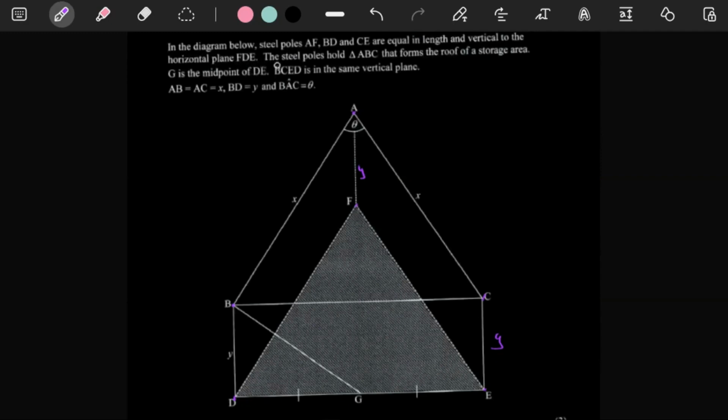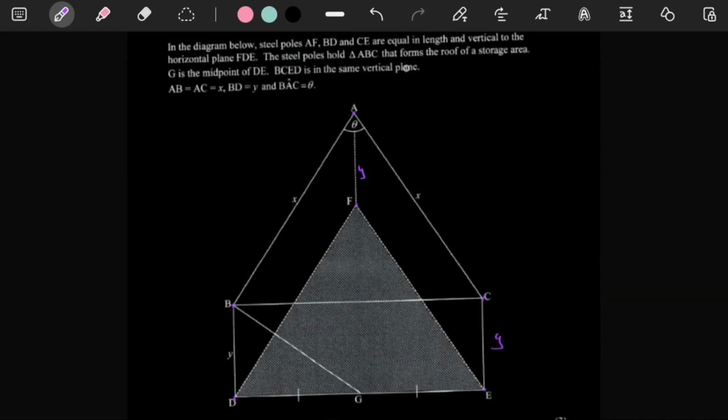And then they said here, the steel poles hold triangle ABC. So there are these steel poles holding this triangle up there. It's almost like a roof. It says the steel poles hold triangle ABC that forms the roof of the storage area. And then it says G is the midpoint of DE. And then it says BCDE.